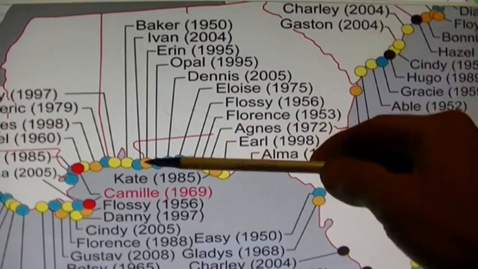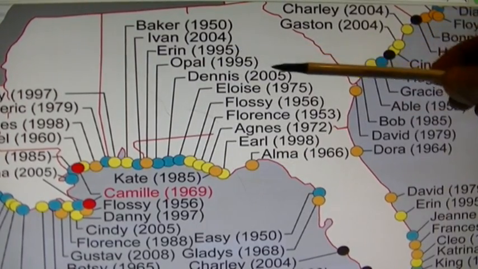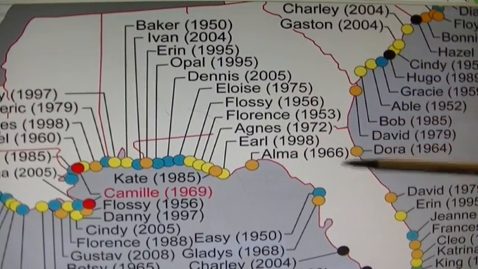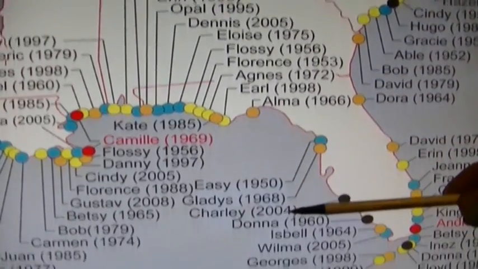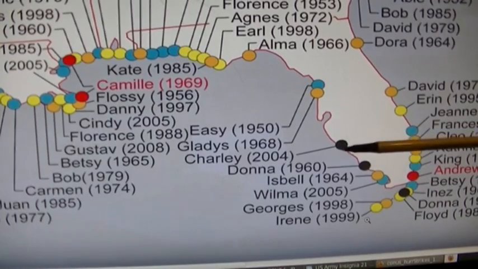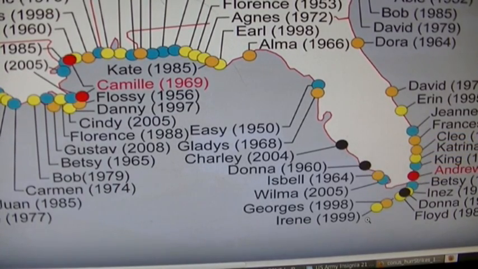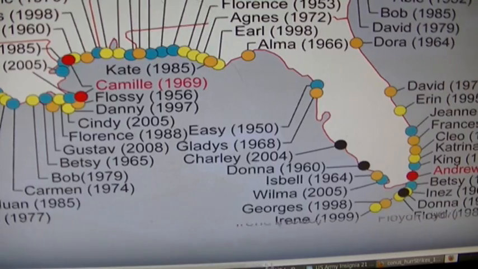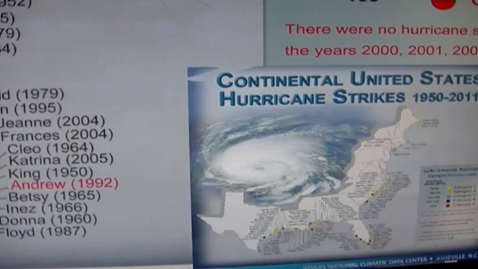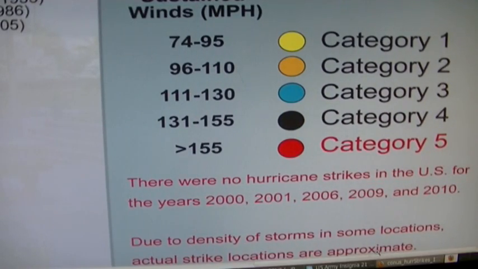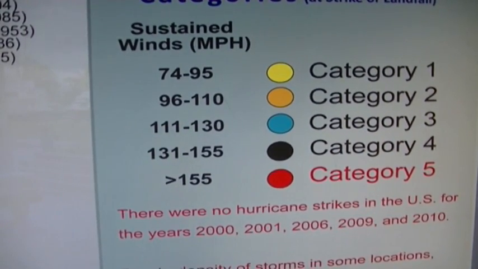2004, Ivan was category 3. 2005, Dennis, category 3. And no more there. 2004, we got a Charlie and Black, and then Wilma was category 3. Let me see what a black one is. The legend is right here. Okay, black is category 4.